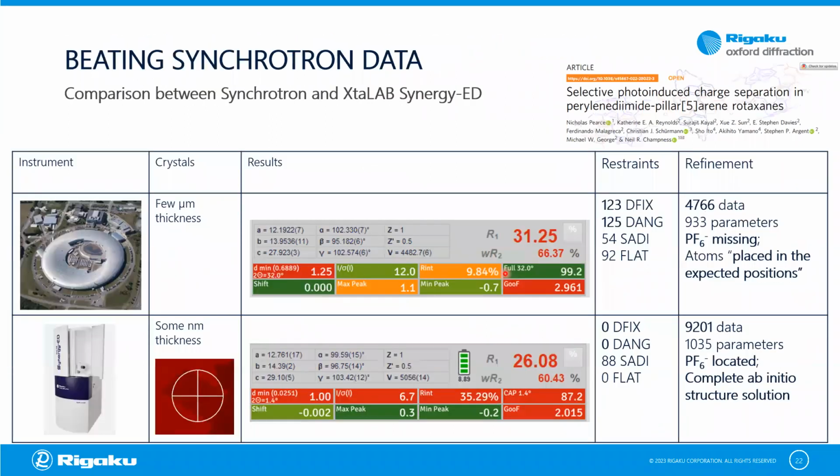At the point when we were included in this project, synchrotron data on the largest crystal they could find were already present. Therefore, if you look into the supporting information of this publication, you can find a very nice comparison between the synchrotron and the Synergy-ED. They took the largest crystal they could find, a few micrometers in thickness, and this is the result they got from the Diamond Light Source synchrotron.